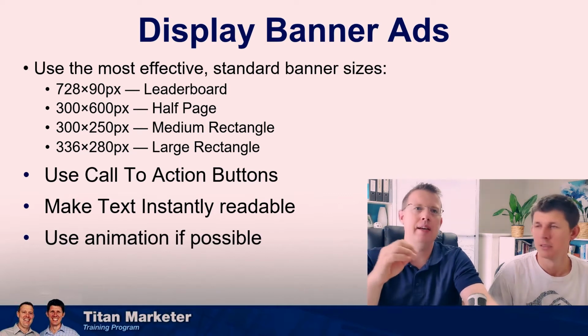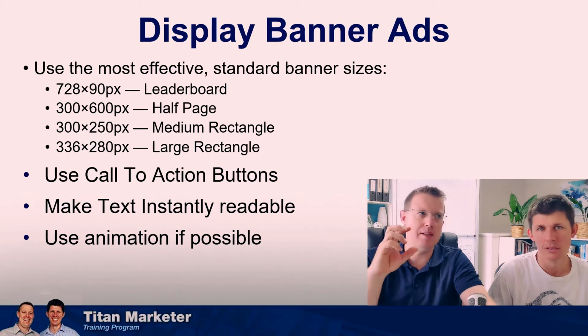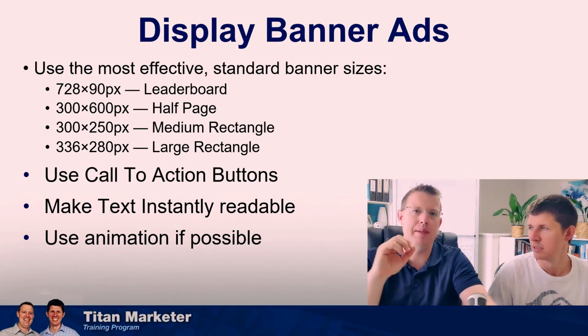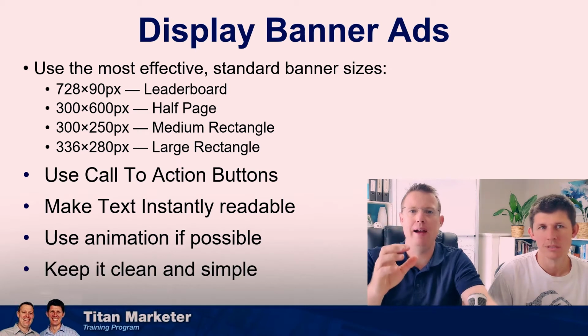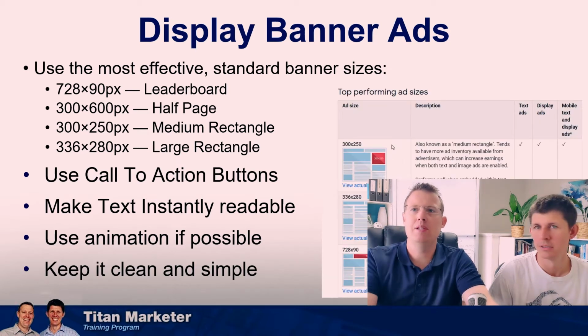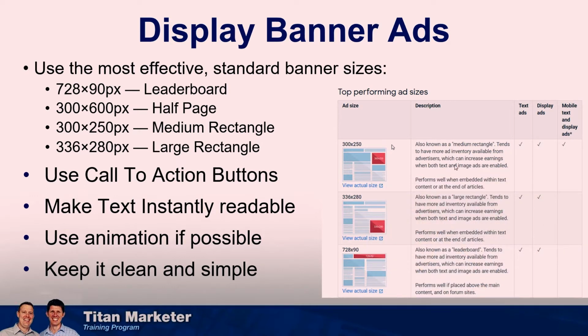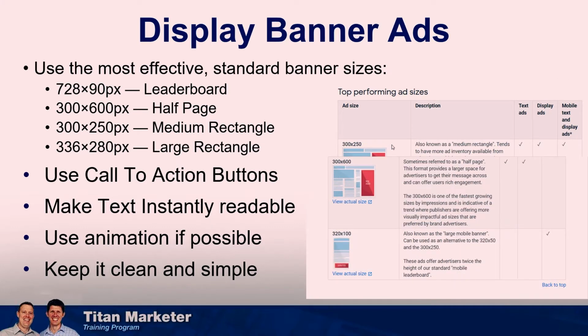You'll see some of these ads have things like famous foods not to eat to lose belly fat, and there'll be a banana moving or something, and that would be an animated banner ad. Keep it clean and simple. So basically, these are the sizes here that you can see, the different sizes and how they work. The leaderboard is the big long one that you'll see going across the top of the page or lengthways down the bottom.